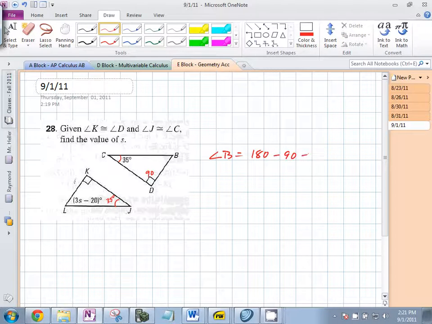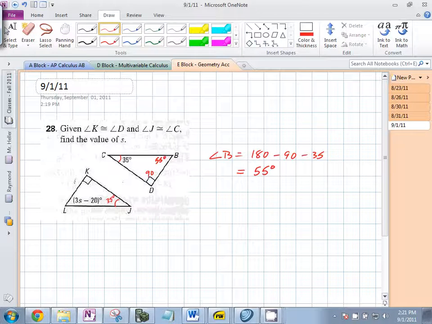Angle B is going to be 180 minus what? 90 minus. Why did I subtract those two? What do you know about all triangles? When you add all the values of the internal angles together, it's equal to 180. Absolutely. So B is what? How many degrees? 55 degrees. So angle B is 55 degrees.